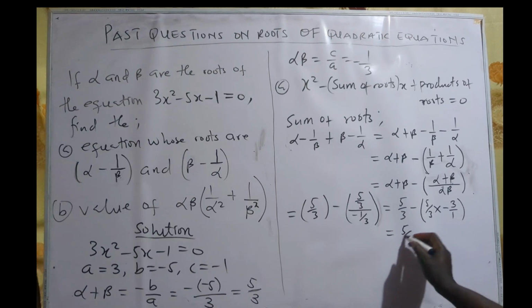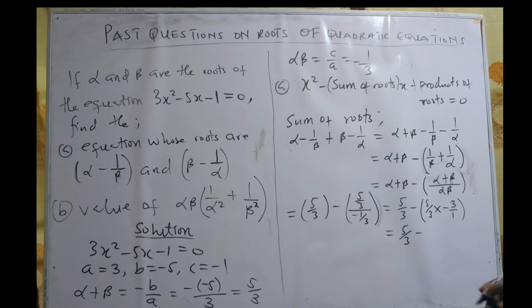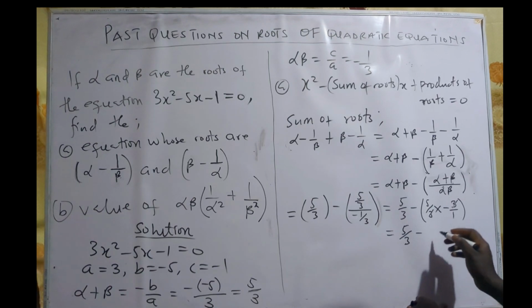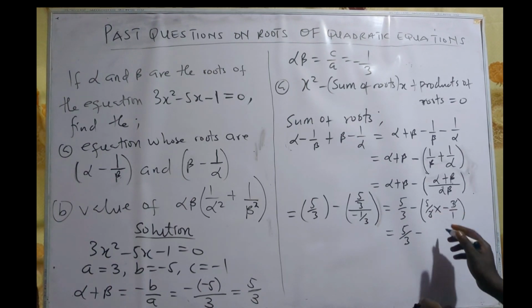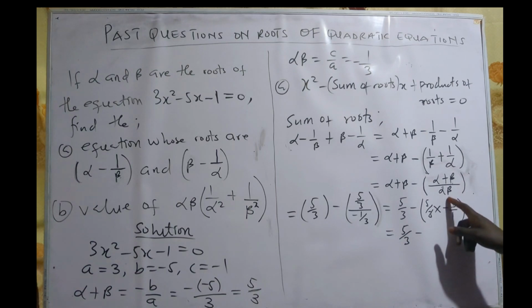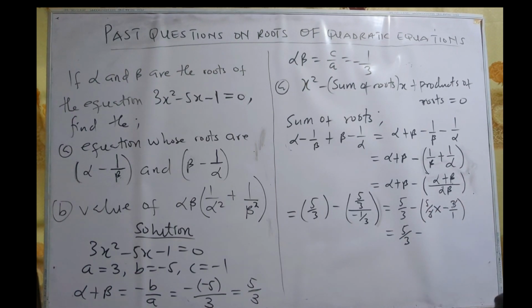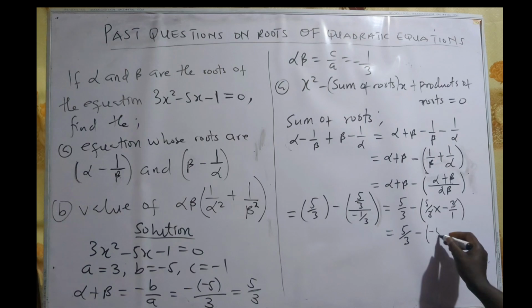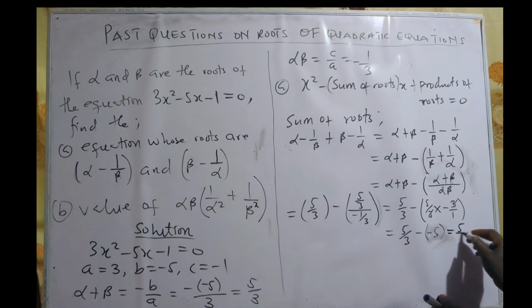So we have 5 on 3 minus, so 3 can take off 3. Alright, so we have minus. And if 3 take off 3, what is going to happen here? Here will be negative 1. Alright, so 5 will multiply negative 1 to give me negative 5. So we have 5 on 3 plus 5.